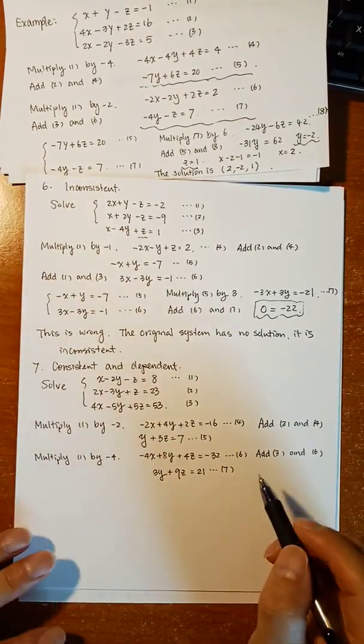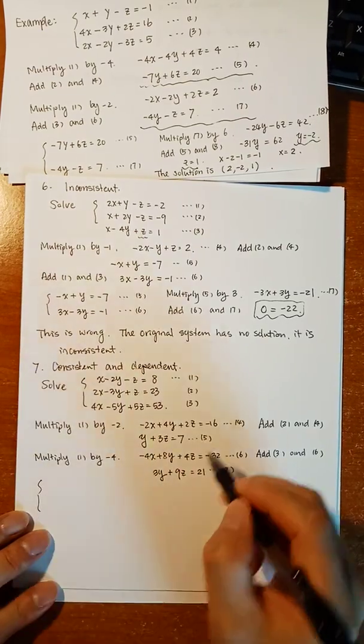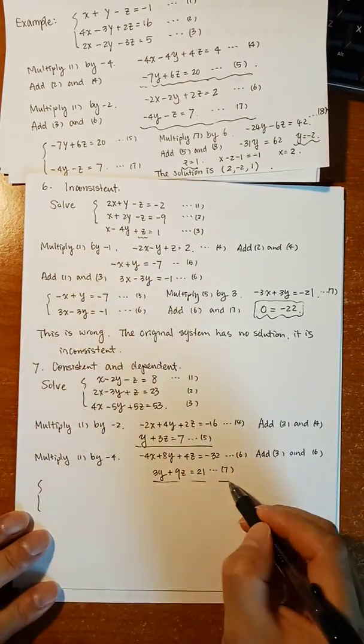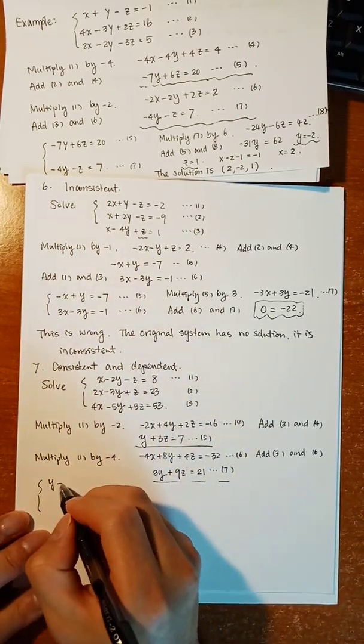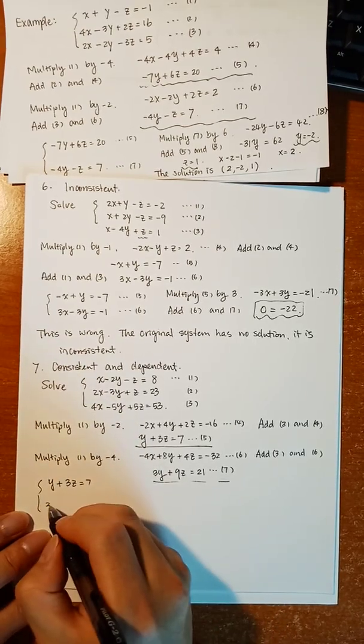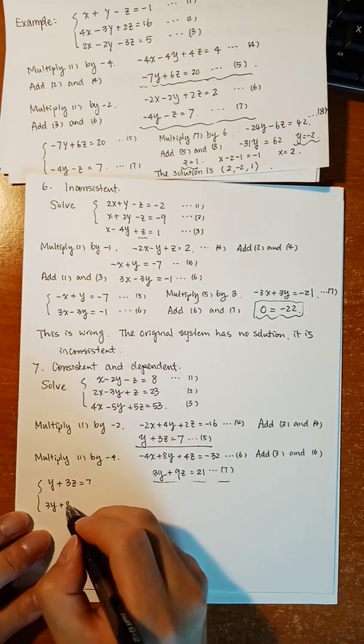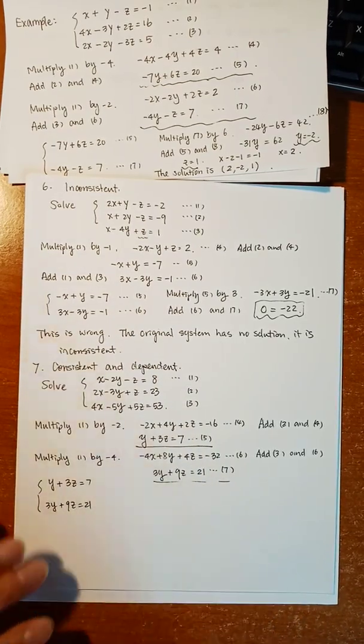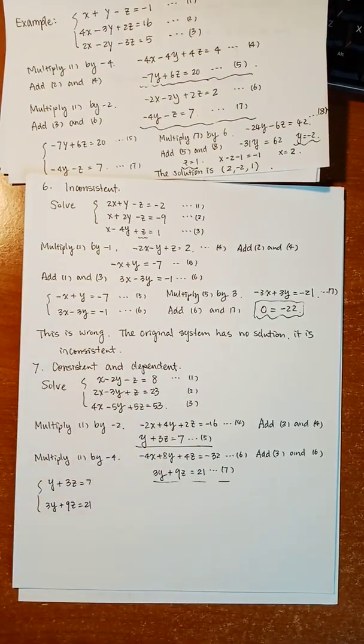So let's see what we get. We are going to put equation 5 and equation 7 together. So it's y plus 3z is 7, and 3y plus 9z is 21.